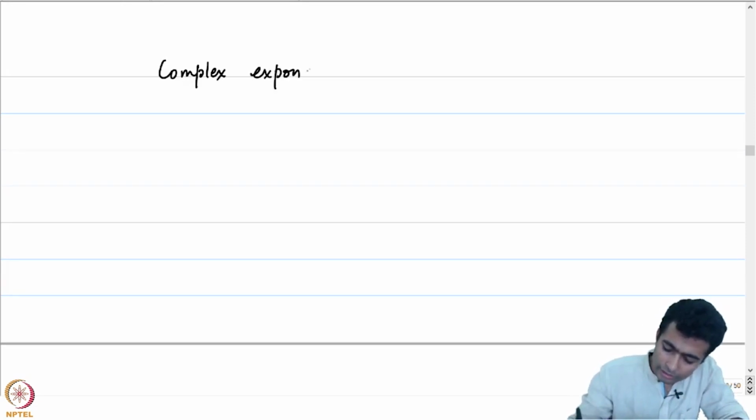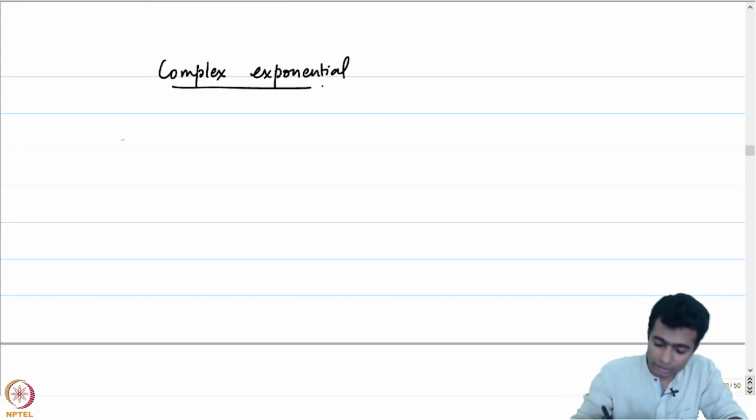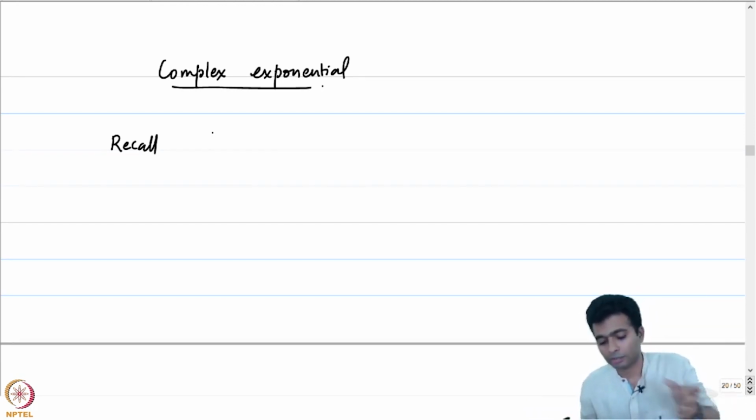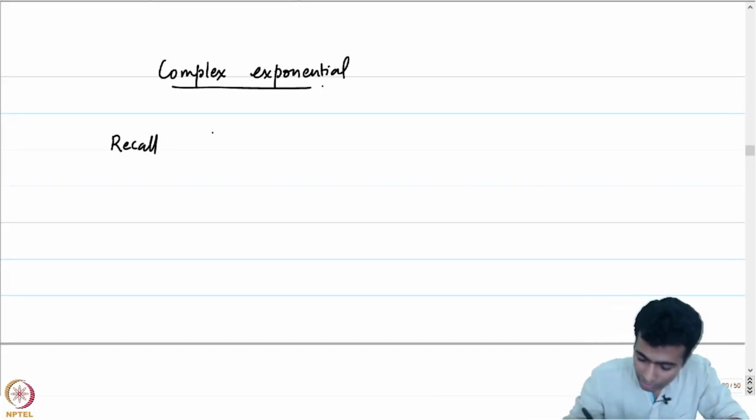In a course on real analysis, you would have seen the exponential function. Recall that the exponential function from R to R is a function whose Taylor series is given by summation x to the power n by n factorial.